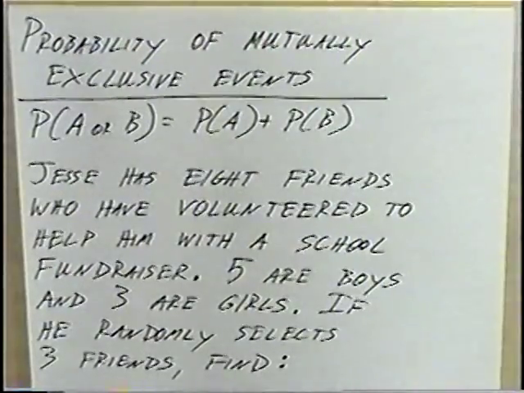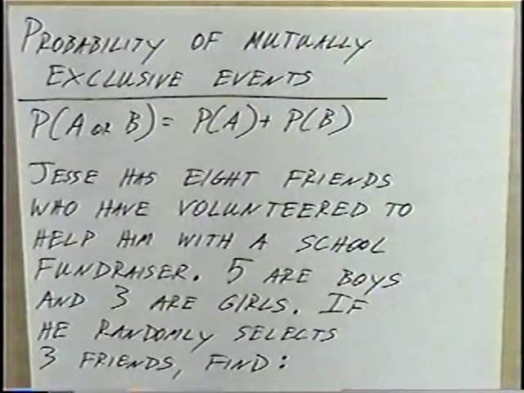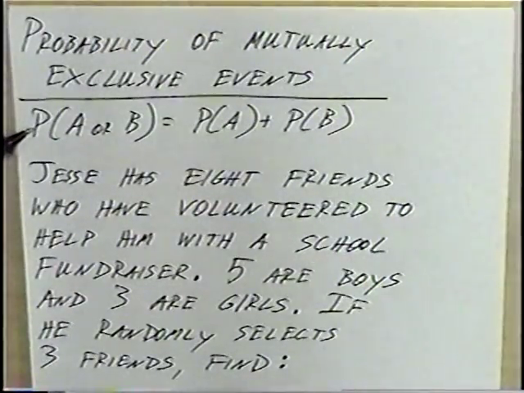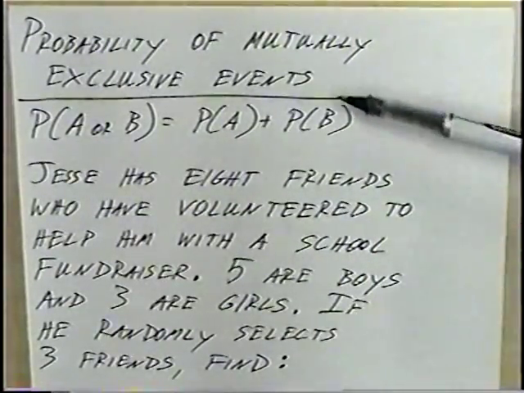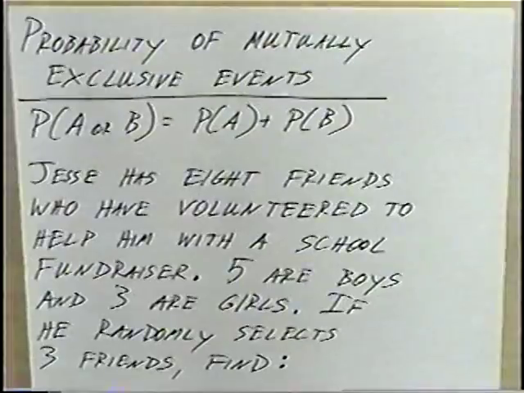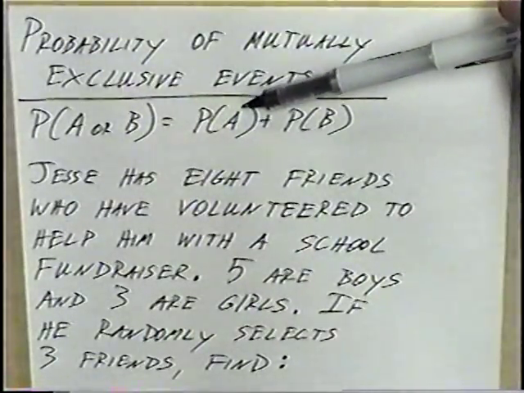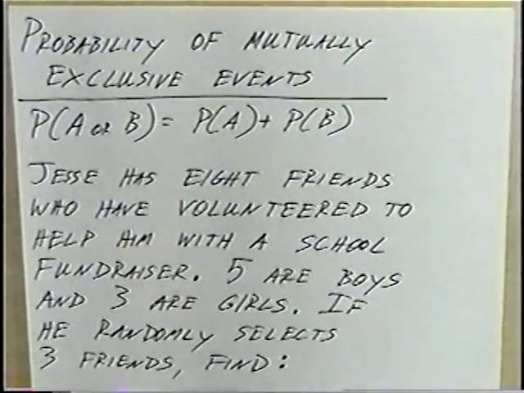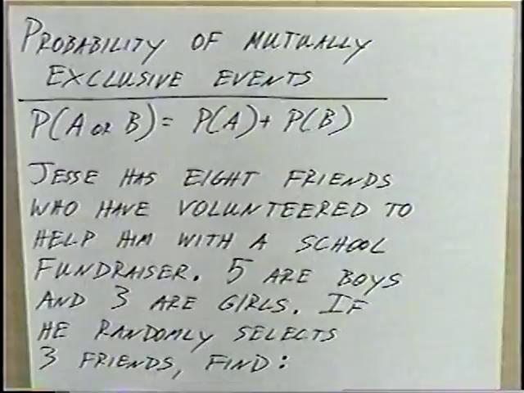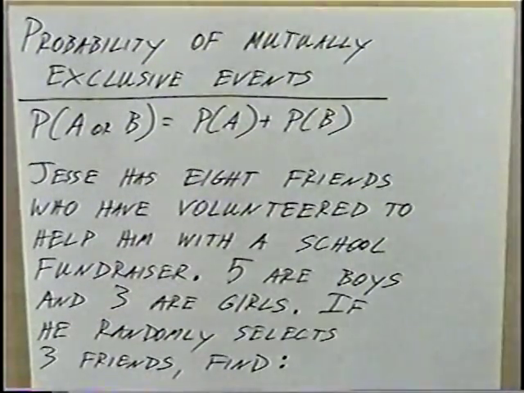Probability of mutually exclusive events. If you have two events which are mutually exclusive and do not have anything in common, the probability of the two events, probability of event A happening or event B, would be the addition property. You can take the two probabilities and add those together. So the probability of A or B would be the probability of A plus the probability of B. We'll use this in the next example where Jesse will be choosing 3 friends and 5 are boys and 3 are girls.